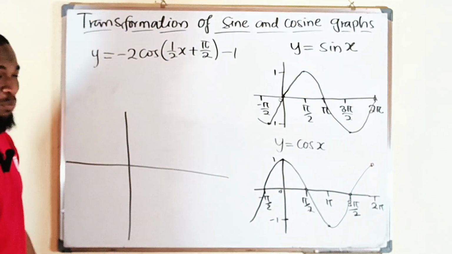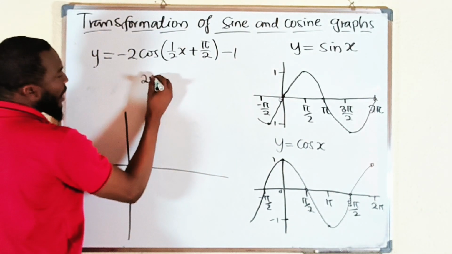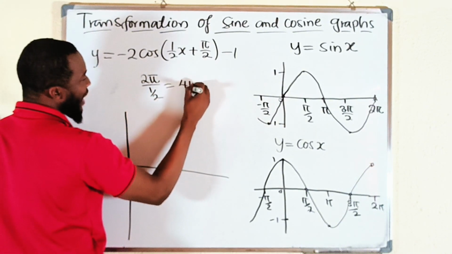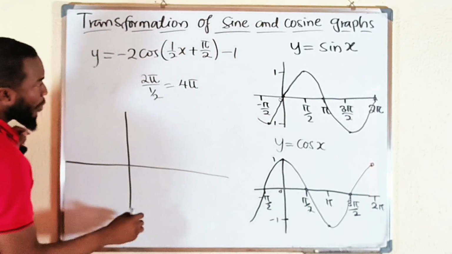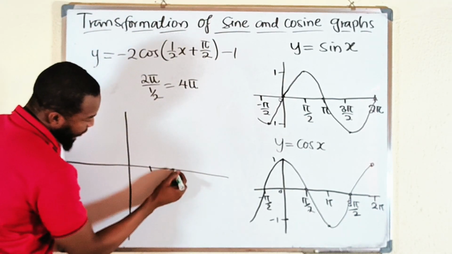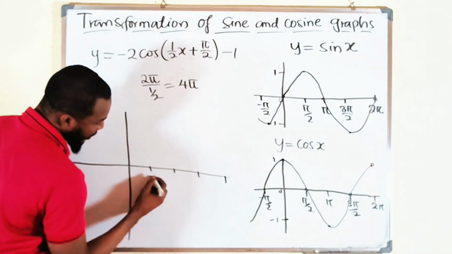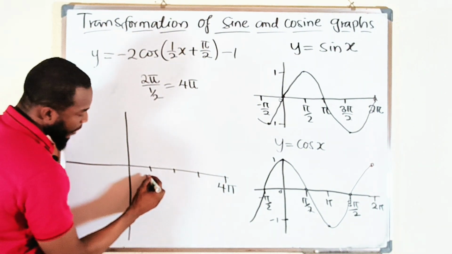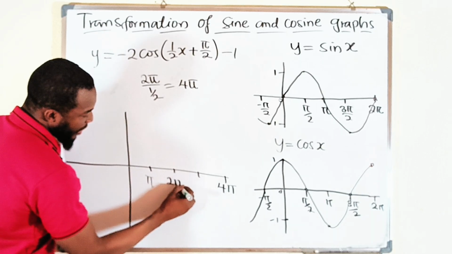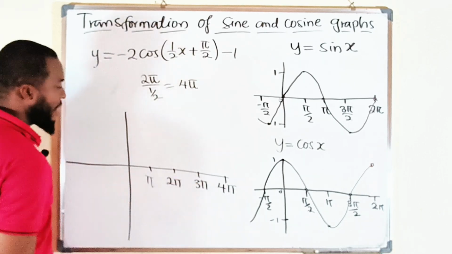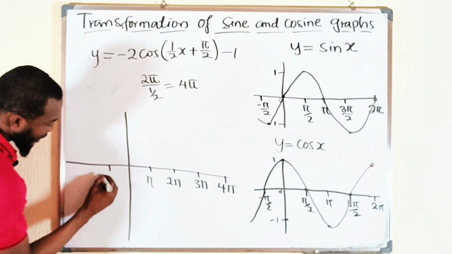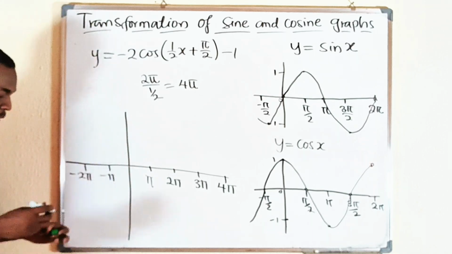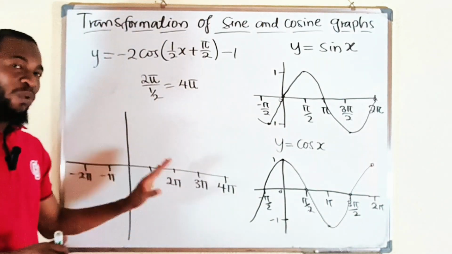All right, let me start with the period. The period will be 2 pi divided by what? 1 over 2, which is going to be 4 pi. So we are going to stop at 4 pi. 1, 2, 3, 4. So if this is 4 pi, if you divide it by 4, you have pi here, you have 2 pi here, you have 3 pi right here. If you come to the left, you have negative pi, negative 2 pi, and so on. Okay, we are done with the period.